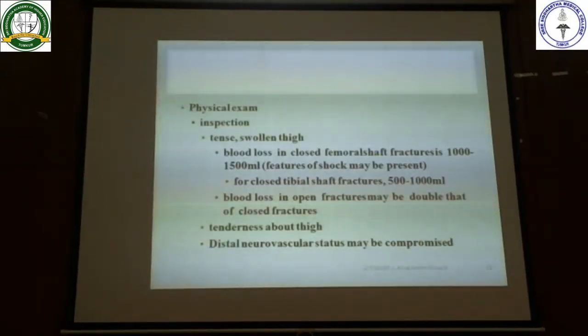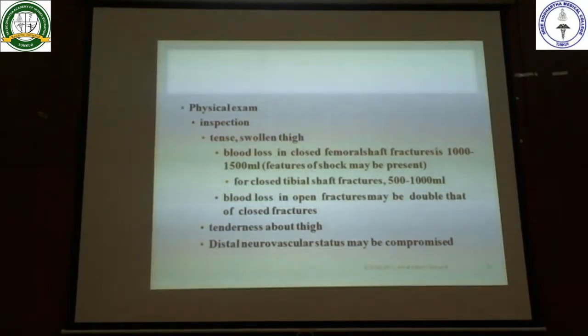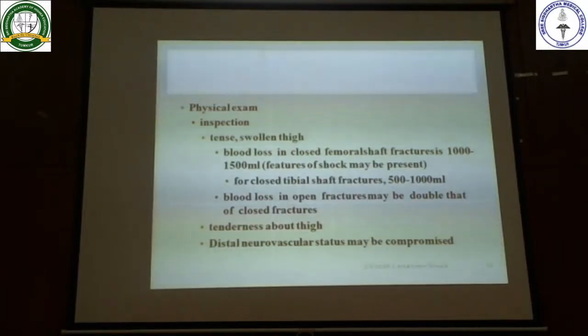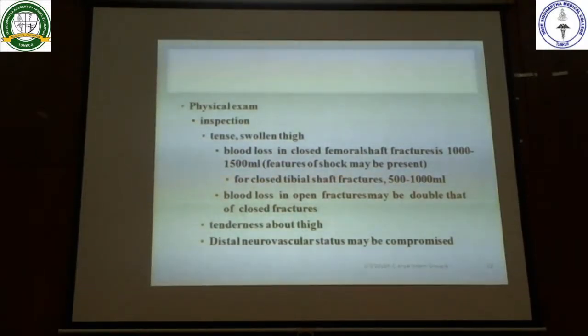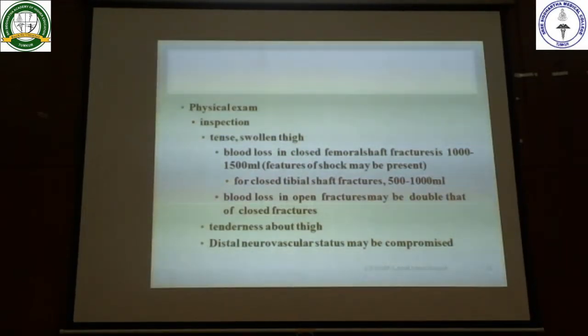Coming to physical examination, again, very briefly, you can see on inspection there will be tense and swollen thigh. The thigh will be very severely swollen and very tense. Now, a very important point always to be kept in mind as far as fracture shaft of femur is concerned is always a hypovolemic shock. This is very important as far as femur is concerned.